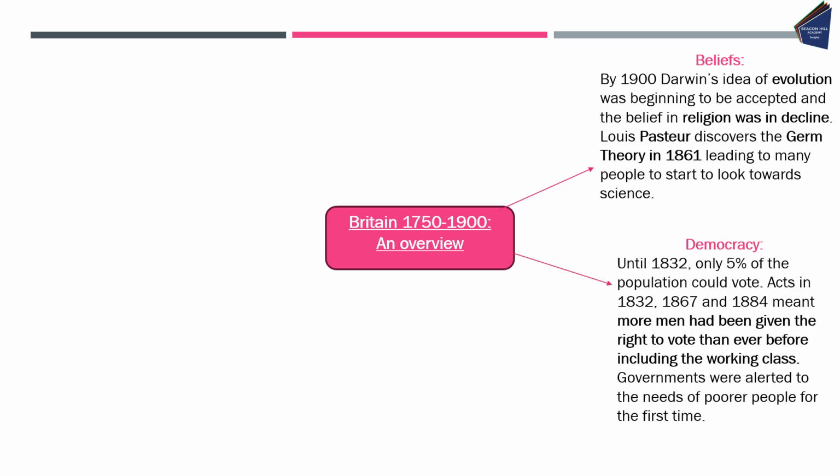In terms of democracy, until 1832, only 5% of the population could vote, but the acts throughout the 19th century eventually gave more men the right to vote than ever before, including working class males. This meant that for the first time, governments were alerted to the needs of poorer people. It is worth noting here that women are not included in these statistics, and that is a result of women not receiving the vote until the 20th century.